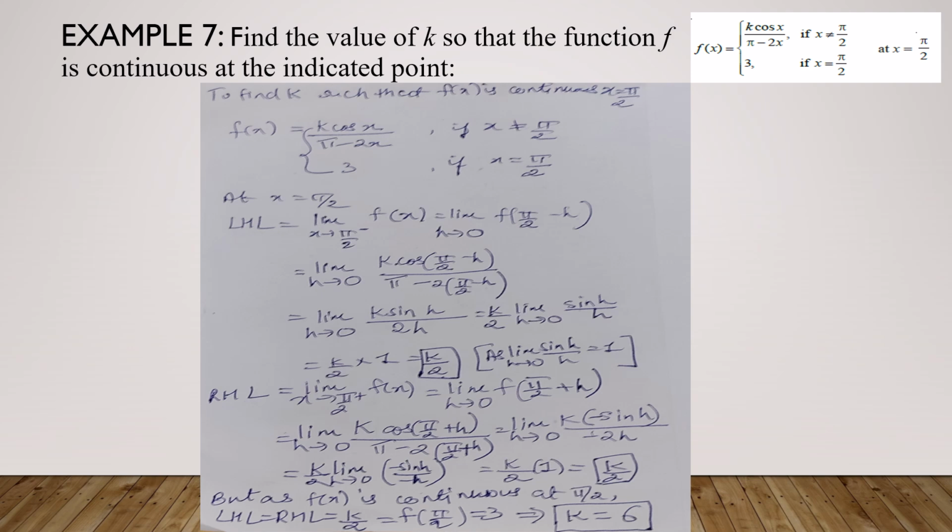So both left hand and right hand limits should be equal, and both of them should be equal to the value of the function at pi by 2. So f of pi by 2 is 3. So your k by 2 should be equal to 3, means k equal to 6.